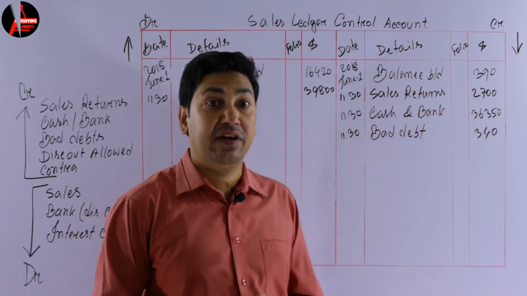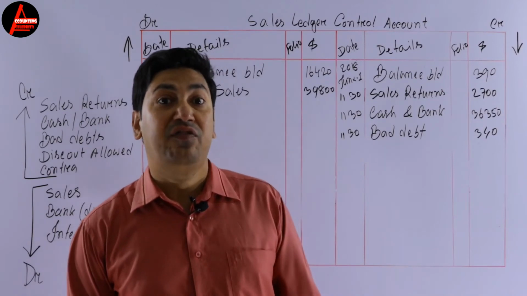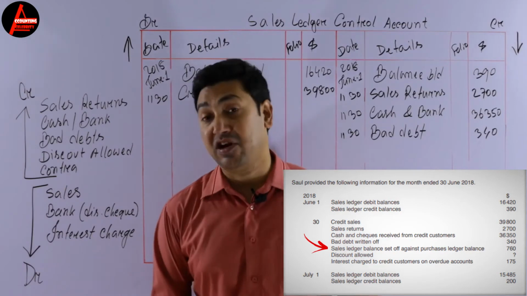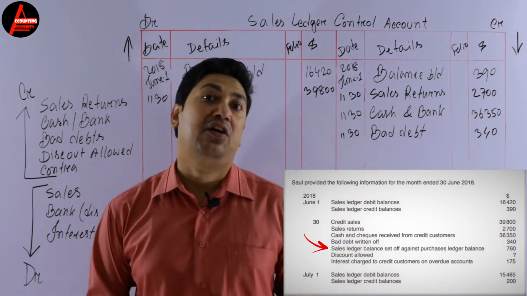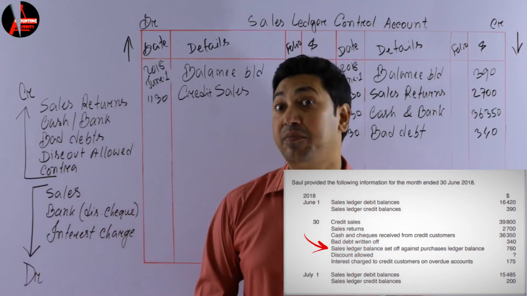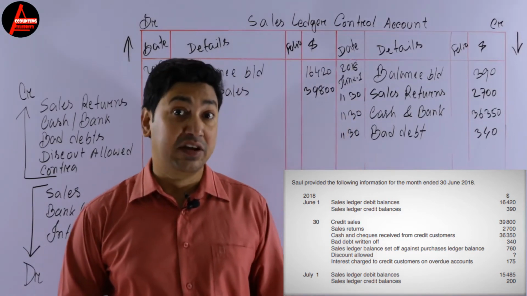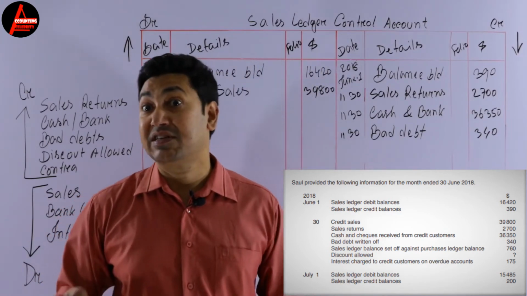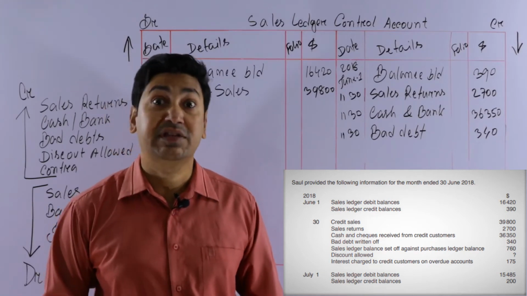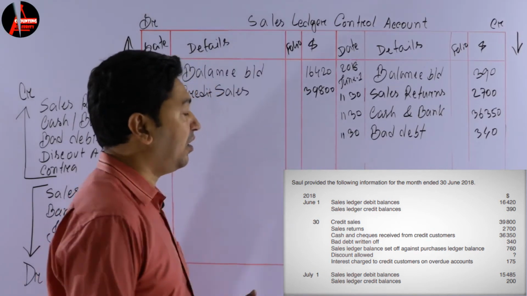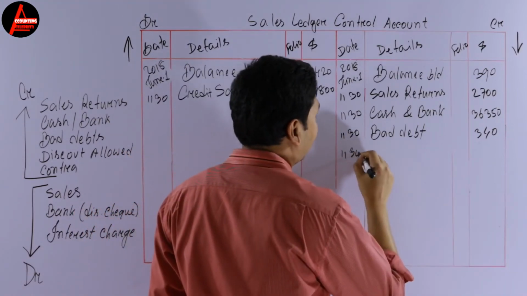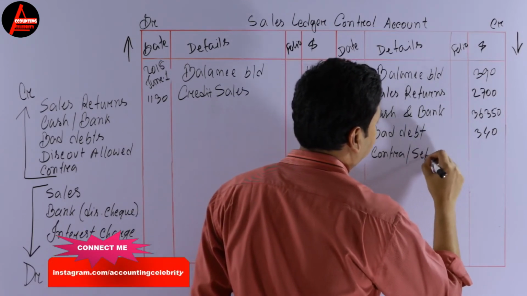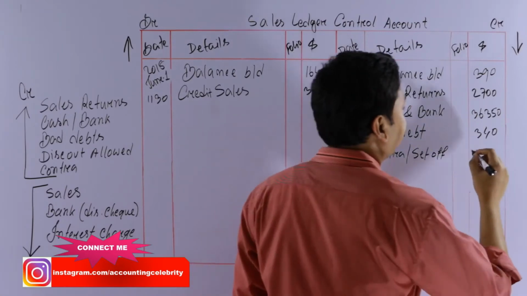Great. Next we have here sales ledger balance set off against purchase ledger balance. This is a contra entry. Okay, set off means contra. So don't forget, set off or contra will be recorded in the debit side of purchase ledger control account and in the credit side of sales ledger control account. Okay, don't forget, debit side of purchase ledger control account and credit side of sales ledger control account. So go to the credit side and write here contra, or you can say set off, whatever you like. $760.